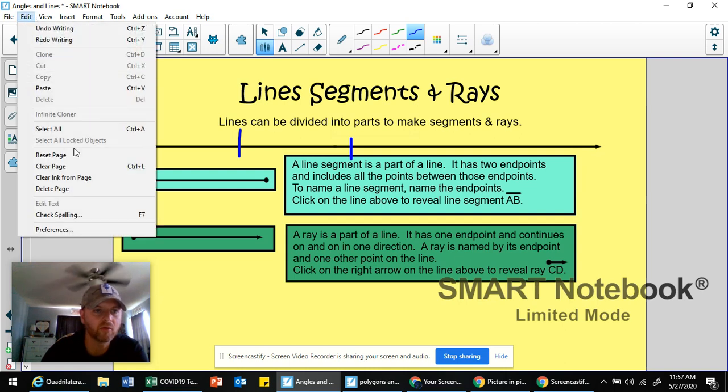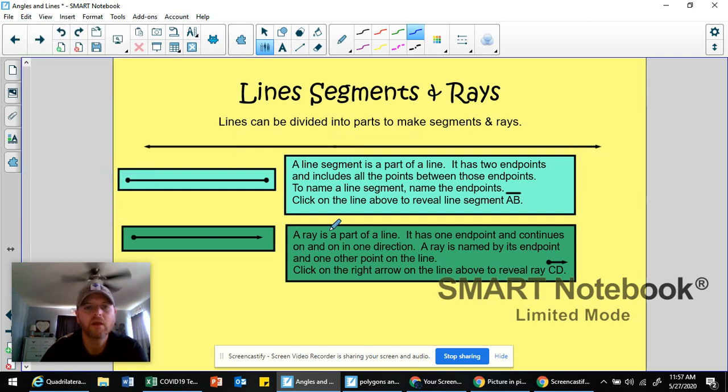Now let's talk about a ray. A ray, not array. Don't think array like multiplication and division when we taught you how to draw an array. We're saying two separate words: a ray. It's called a ray. Okay. So a ray is a part of a line. Also, it has one endpoint and continues on and on in one direction. A ray is named by its endpoint and one other point on the line.